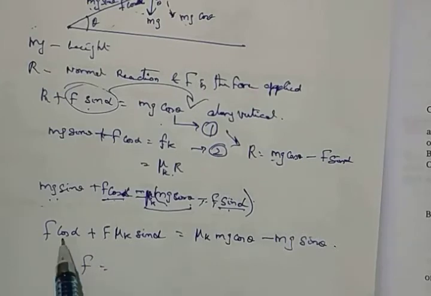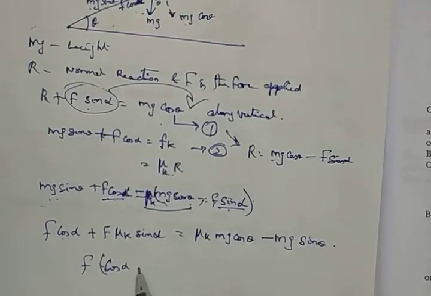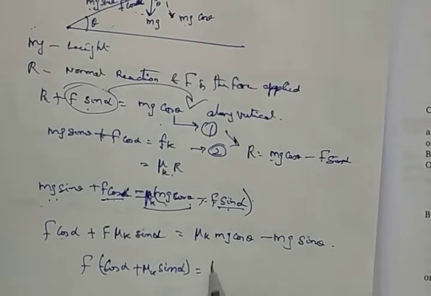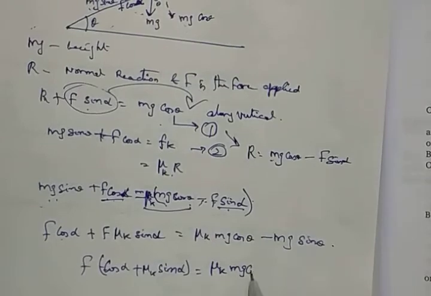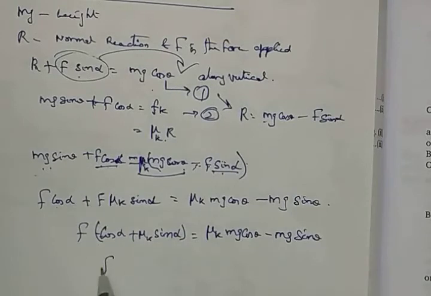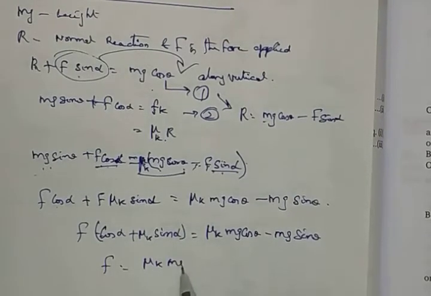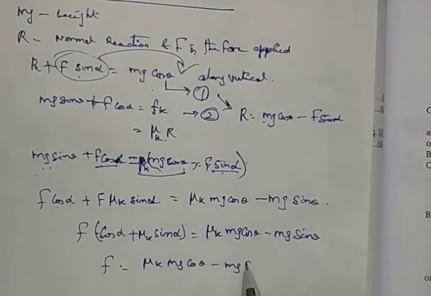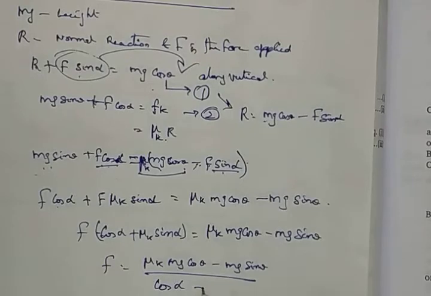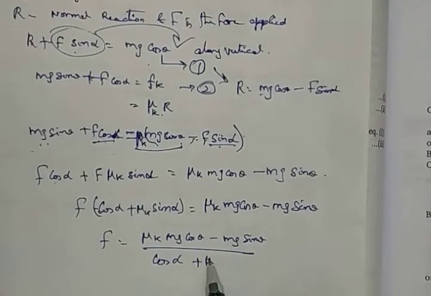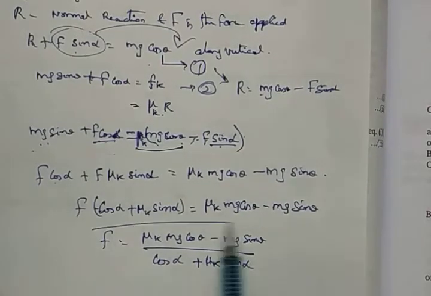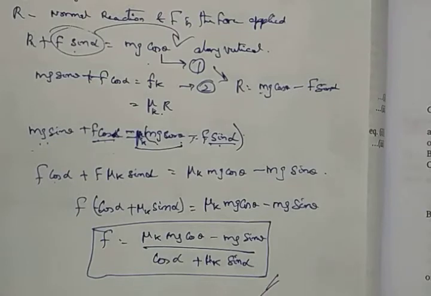Now take it common outside. If you take it common outside, it is F times cos alpha plus mu k sine alpha is equal to mu k mg cos theta minus mg sine theta. So this is F is equal to mu k mg cos theta minus mg sine theta. The top remains the same. This one goes down, so cos alpha plus mu k sine alpha. So this is a big expression that you get at the end.